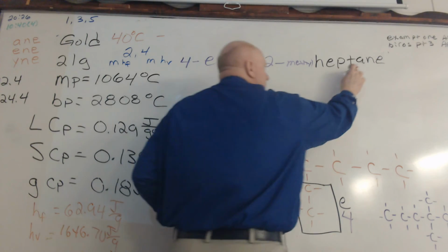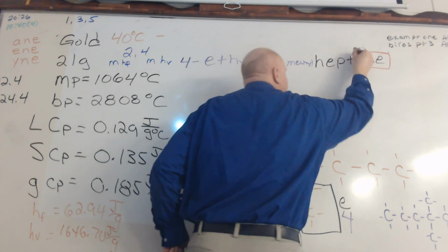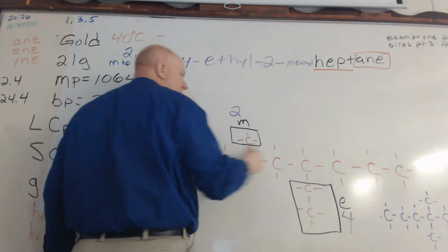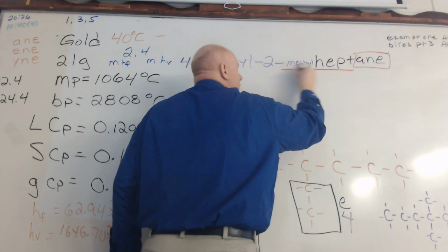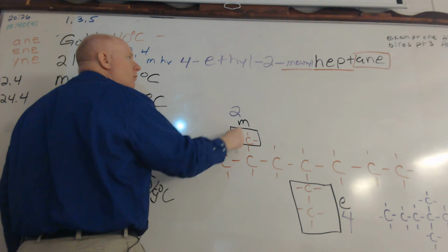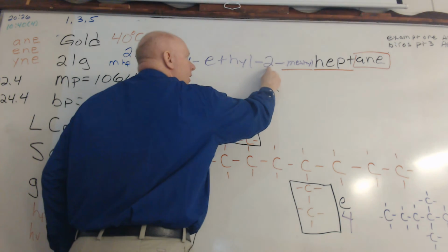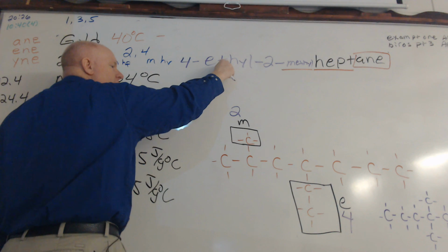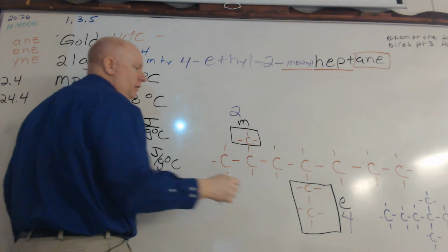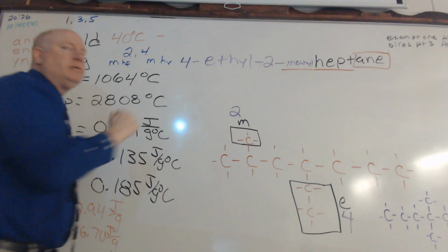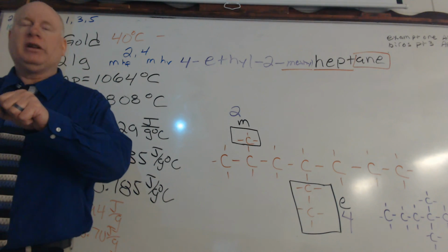What does ANE mean? Everything's single bonded. What does HEPT mean? And there's 7 carbons. What does a methyl group mean? CH3, there it is. What does that tell you? It's on the second carbon. What does an ethyl group mean? C2H5, there's an ethyl group. What does the 4 tell you? It's on the 4th carbon. Tells you where it's located.